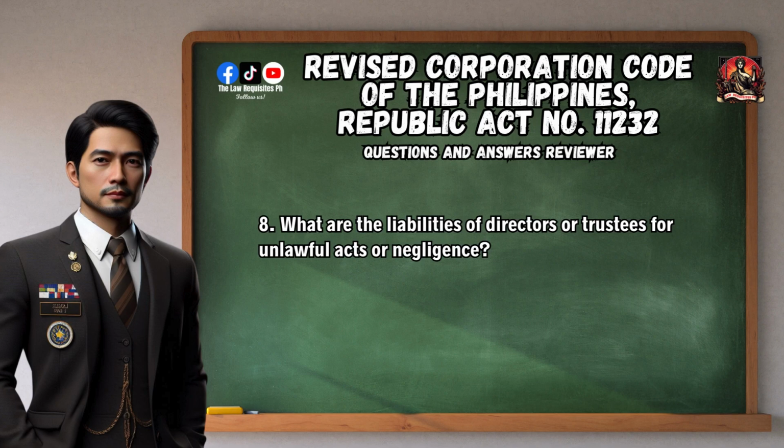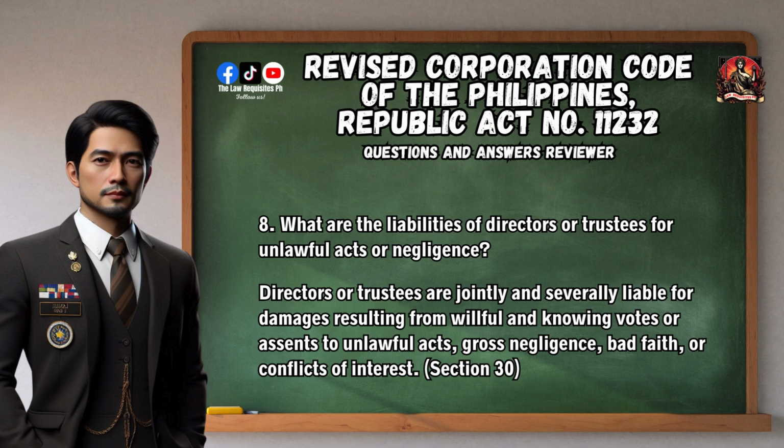8. What are the liabilities of directors or trustees for unlawful acts or negligence? Directors or trustees are jointly and severally liable for damages resulting from willful and knowing votes or assents to unlawful acts, gross negligence, bad faith, or conflicts of interest. Section 30.